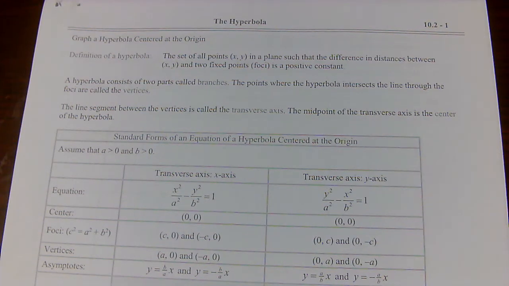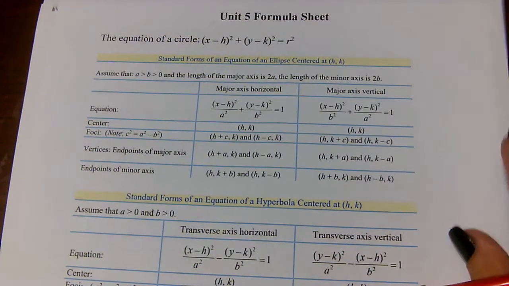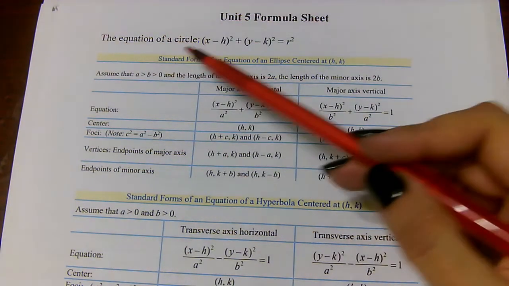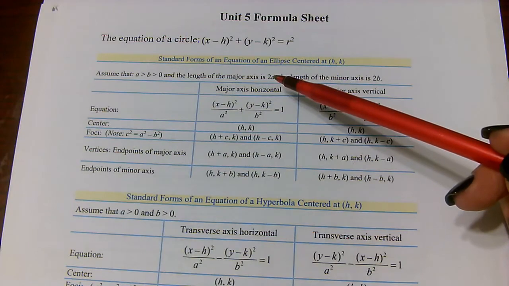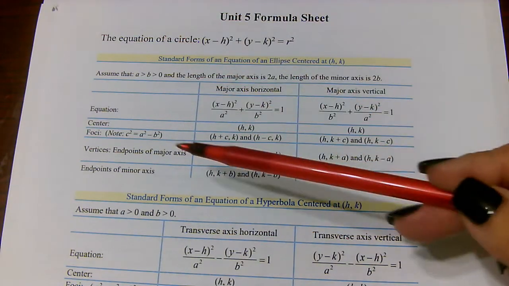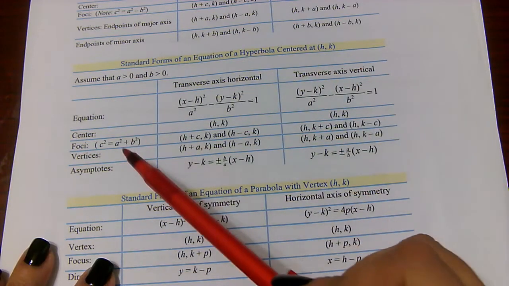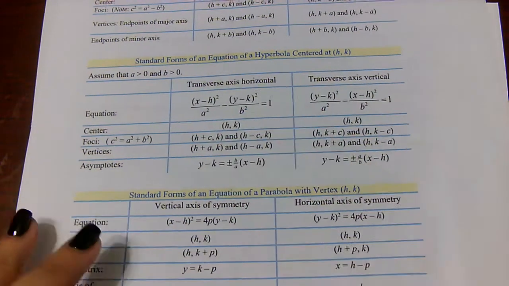In this video, we'll be covering the 10.2 section over the hyperbola. Make sure to have a copy of your Unit 5 formulas. We went over the equation of a circle and the equations of ellipse in 10.1. Now we'll be working on the hyperbola equations, which is this middle section here.